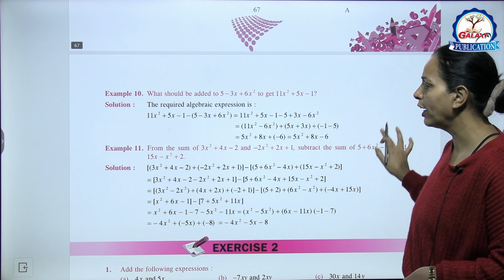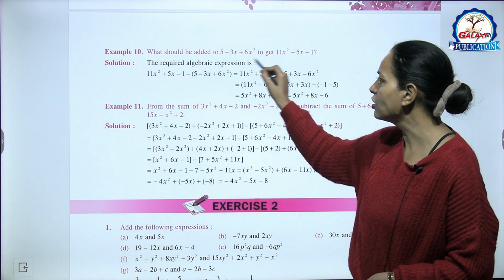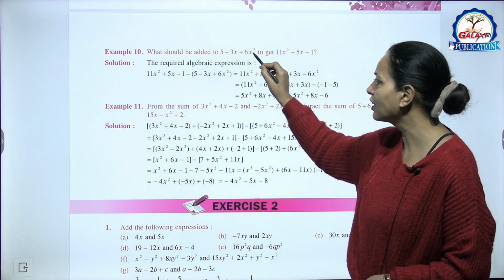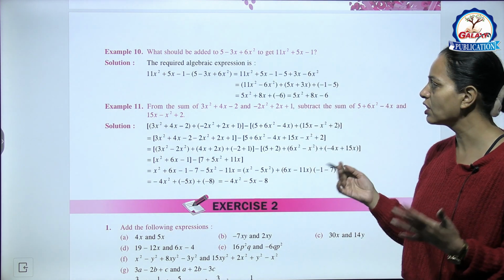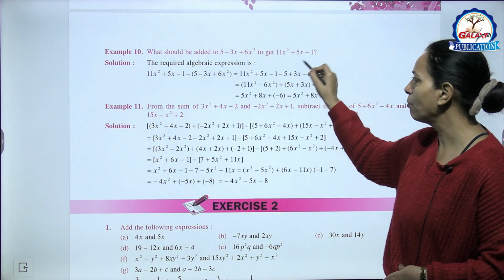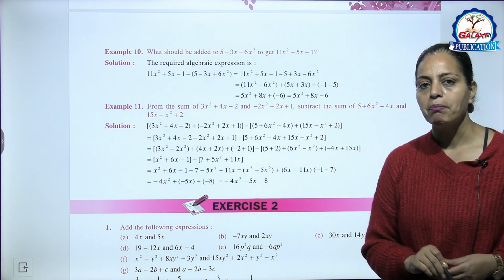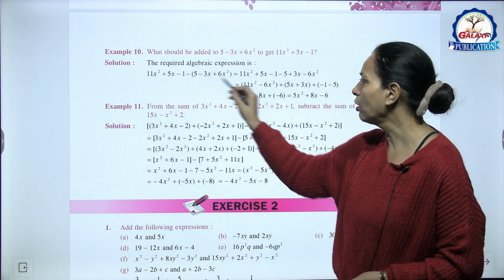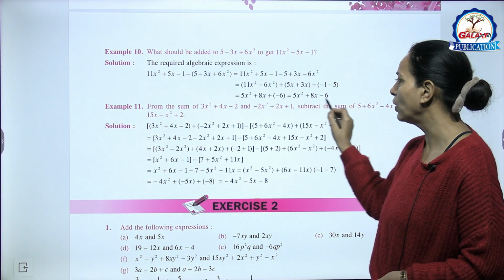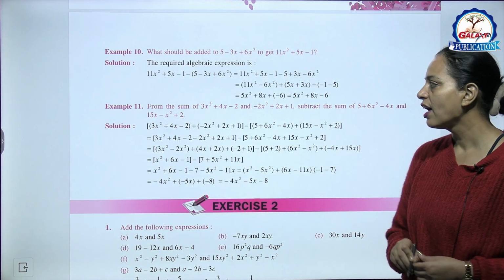Now example 10, what should be added to this to get this? इसमें हम क्या ऐड करें कि ये रिजल्ट आए? So result will be greater. तो रिजल्ट में से इस एक्सप्रेशन को हम माइनस कर देंगे. So here combine the like terms, then you will get this one as the answer.